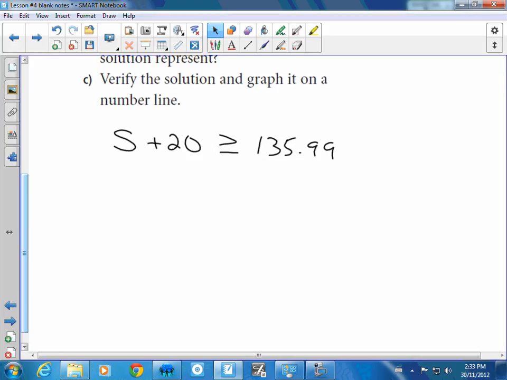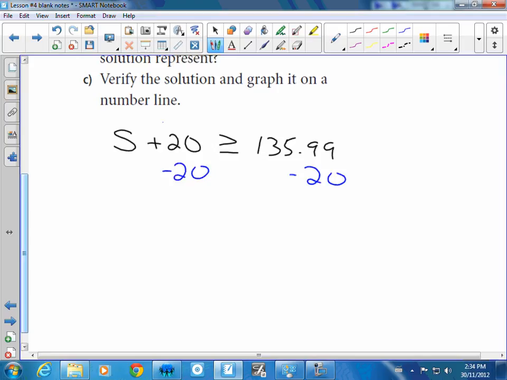Now, can we solve this? Yes. The key to solving any equation is to get the variable by itself. Is S by itself? What's attached to it? And how is it attached to it? With a positive, a plus. How do we get rid of it? Minus and minus. What happens to these two? They cancel out. Okay. So what's 135.99 subtract 20?